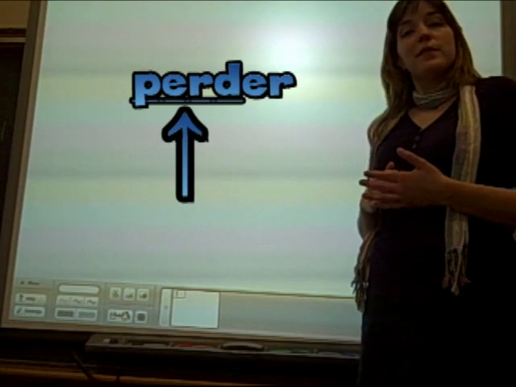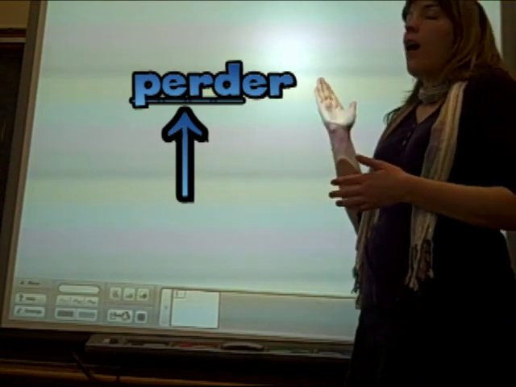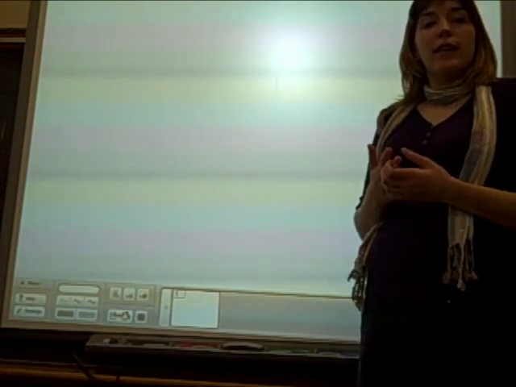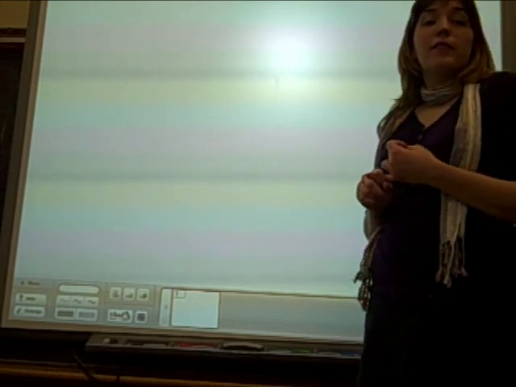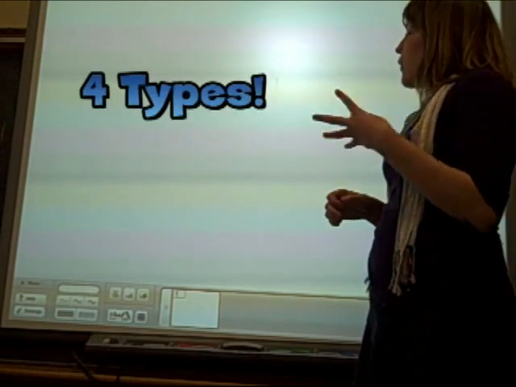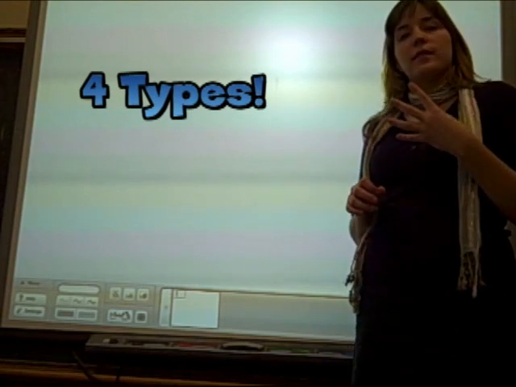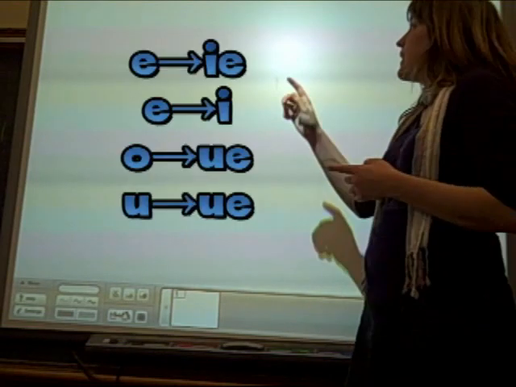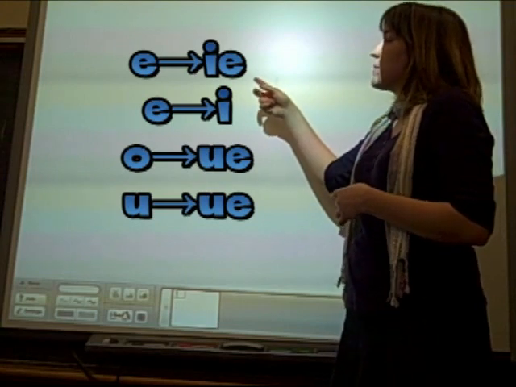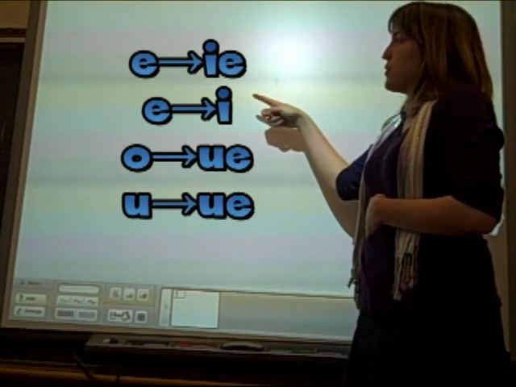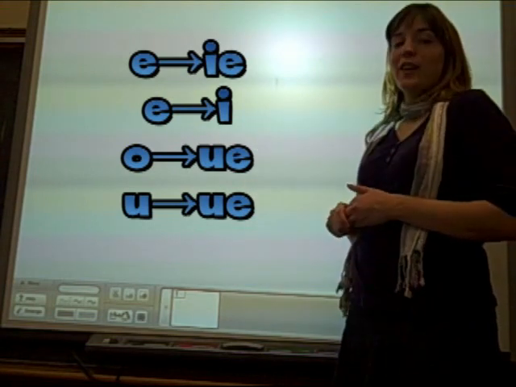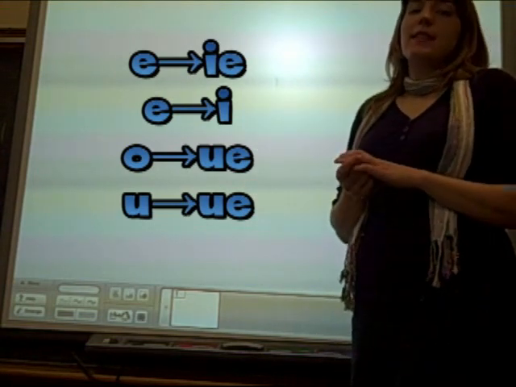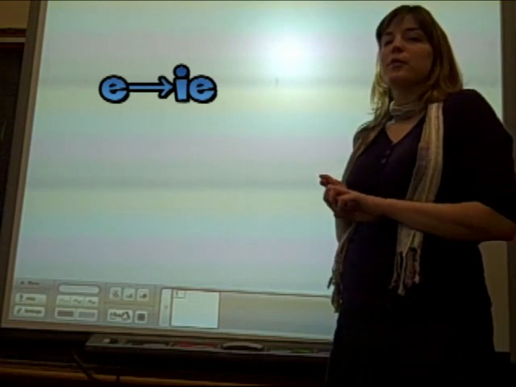Now, with some verbs in Spanish, the stem also changes when you conjugate them. So there is actually one more step involved, so let's take a look. There are 4 types of stem-changing verbs in Spanish. They are the E to IE stem-changing verbs, the E to I stem-changing verbs, the O to UE, and the U to UE.